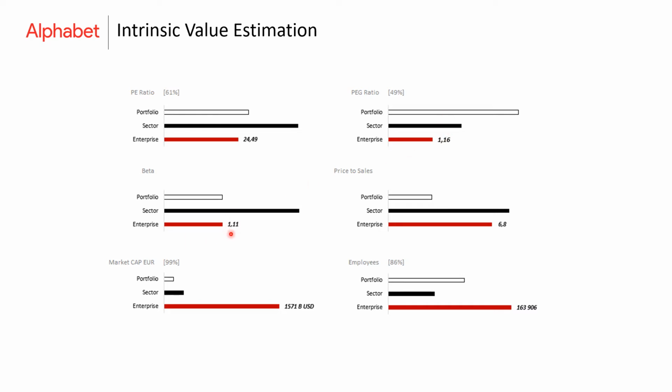The beta is around 1.1 also. Price to sales 6.8, below the sector. It is, of course, a big company with a market cap around 1.5 trillion US dollars and 163,000 employees.